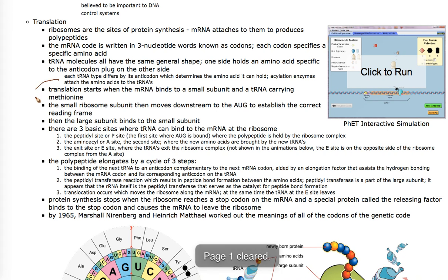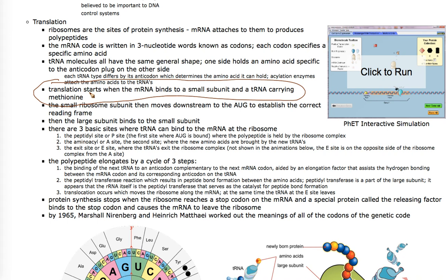Now, translation starts when the mRNA molecule binds to the small subunit, and then a tRNA that's carrying methionine will bond next. The ribosome subunit then moves downstream a couple of codons to get in the correct reading frame, and then the large subunit binds. There are actually 3 basic sites where tRNAs can be found in the ribosome complex, but in most books they only mention the P site and the A site. There's actually an E site. I do not have in the animation the E site, but I'll show you where it is.